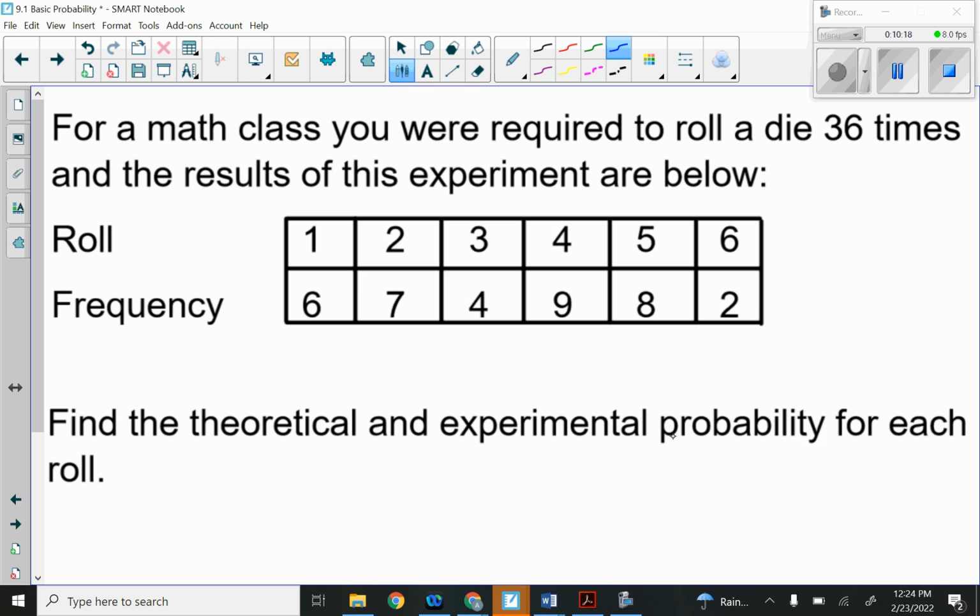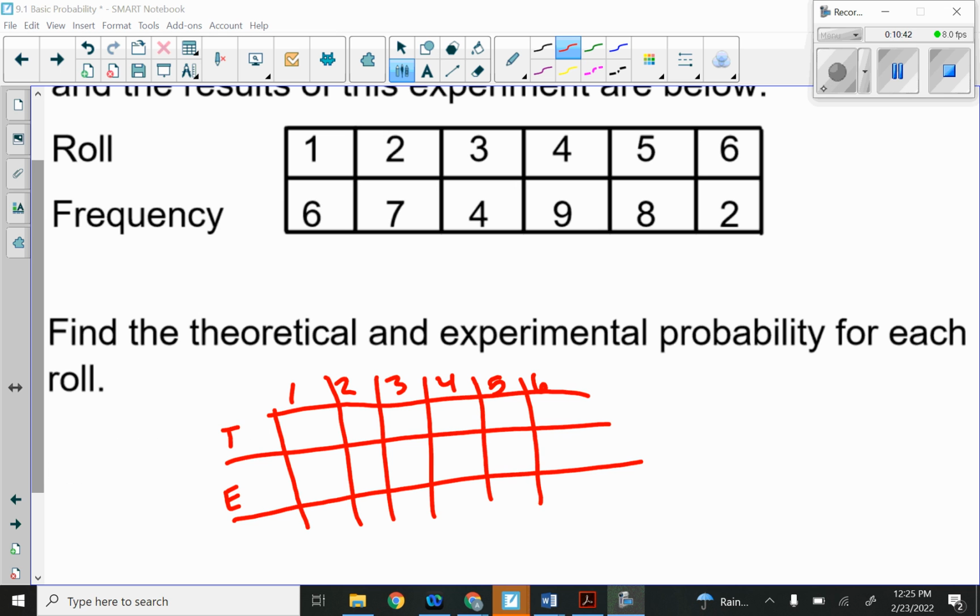So for a math class, you're required to roll dice 36 times, and the results of the experiment are below. Find the theoretical probability and experimental probability for each roll. So when you think about a dice, we have 6 sides. Okay, so to help me display this, I've decided to make this table. The top is my roll, and then on the sides, the T for theoretical, the E for experimental. So the chances of me rolling a 1 theoretically are 1 out of 6.